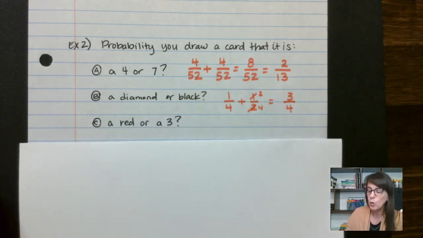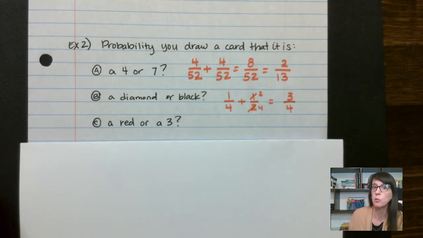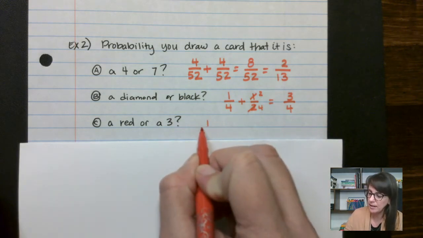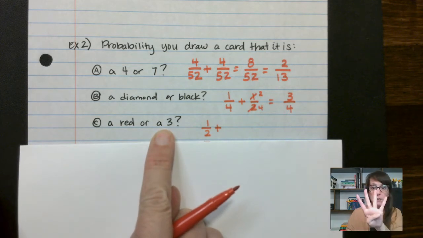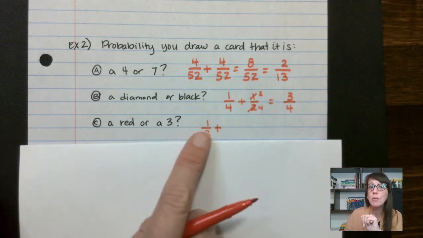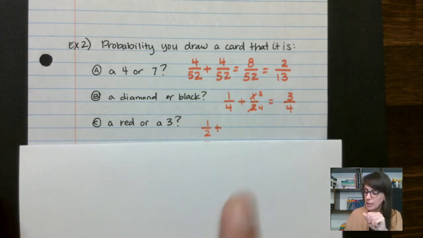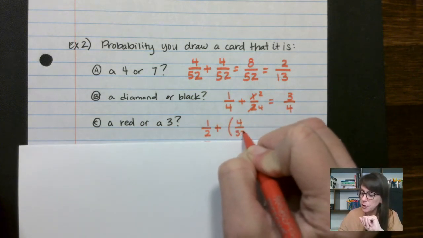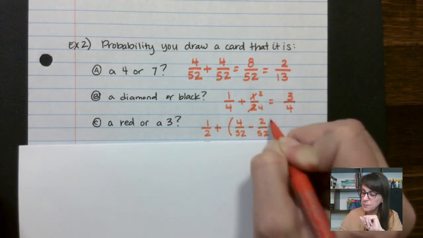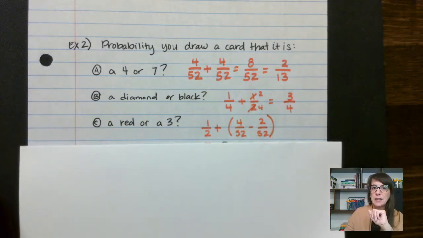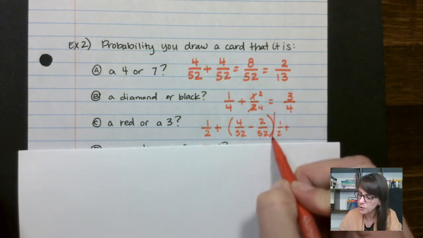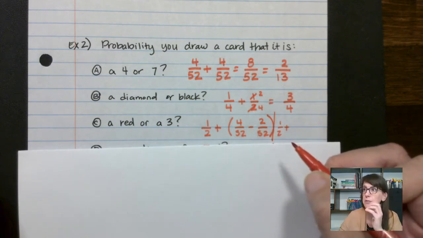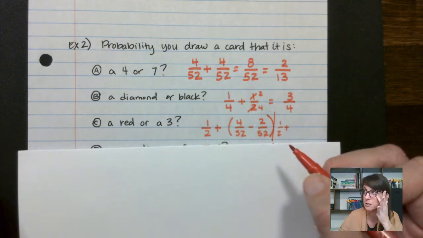Now, let's talk about this, a red or a 3. Okay, so "or" still means that we're adding. However, a red is half the deck, right? 1/2 of the deck, plus a 3. Now, there are four 3s. However, we've already counted 2 of those 3s that are red. So we have 4 out of 52 minus 2 out of 52. Okay, so that leaves us with 1/2 plus, sorry, I should have left more room here. 2 out of 52, which is 1 out of 26.